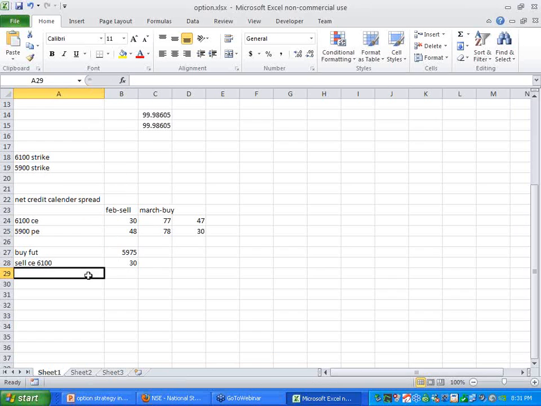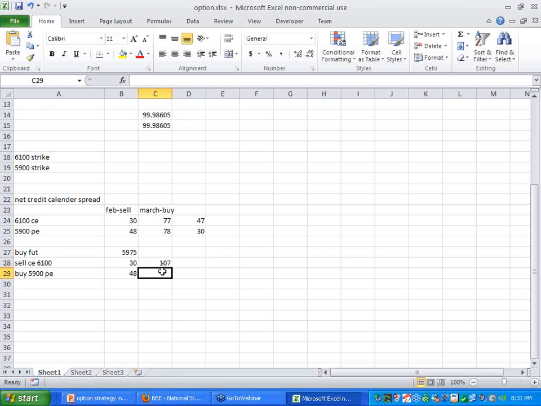6100 you have sold, and by this process you have reduced the 5975 risk to 5945 because you have received 30 rupees. Nothing wrong if you buy one lot of the 5900 put option by paying 48. What will be your payoff if it goes to 6100? Here the gap between 6100 and the future is 125, plus 30 minus 48, so your net payoff will be 107 points.